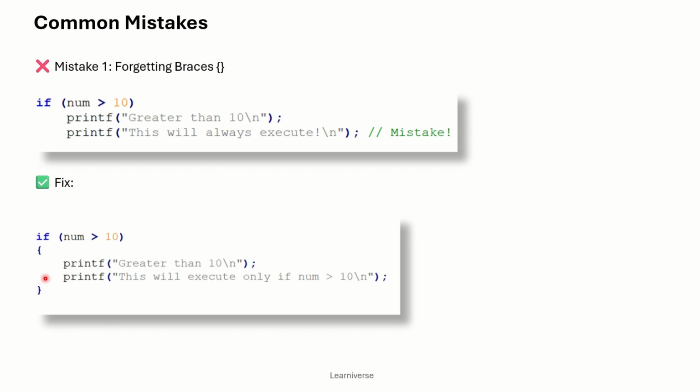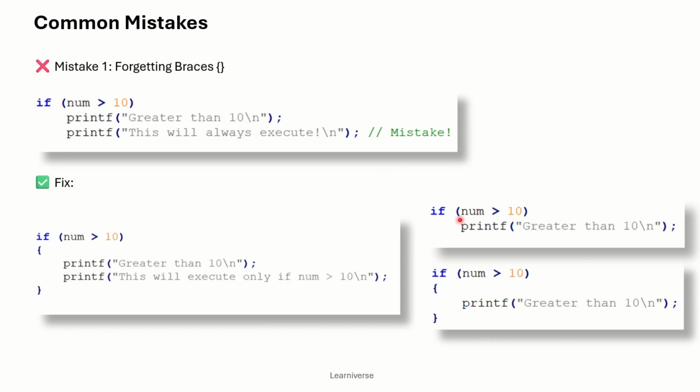And I have one more scenario here. Suppose if only one statement is there, only greater than 10 is there, so in that case it is okay to forget the braces. But if more than one statements are there, then braces are compulsory. So here you can see, in this case when one statement is there, both the things will be accepted. But when we have two statements, braces are compulsory.